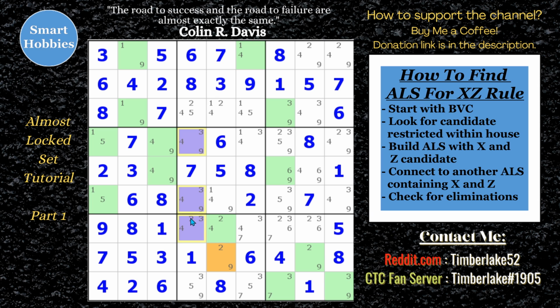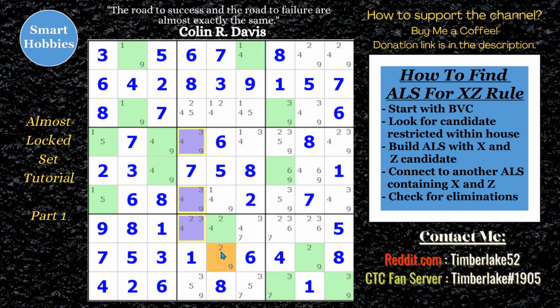So you'll notice this 2 is restricted to just 1 house right there. And then these 9s are restricted to just this house. The 3s and 4s are not. But this is a pretty good ALS to look at and consider. Then try to identify a second almost locked set that has a restricted common candidate to the first.